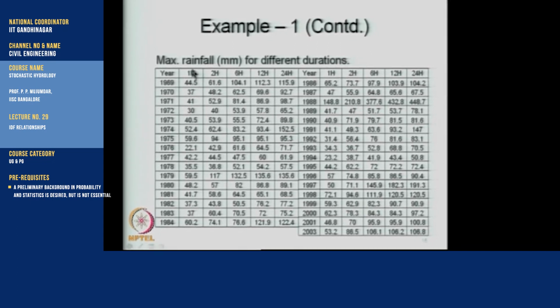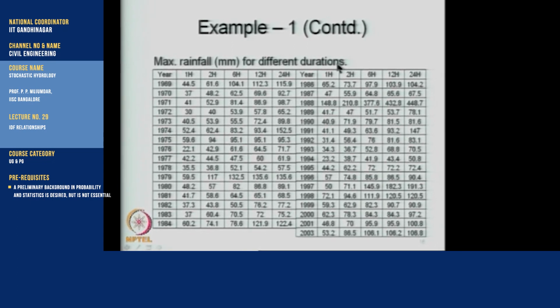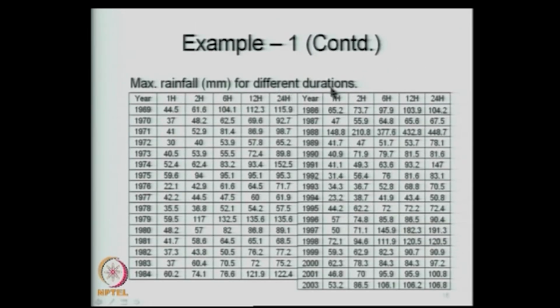So, this is the data that we have, maximum rainfall for different durations, year 1969 to 2003. Remember here, for each of these values, let us say 1 hour maximum rainfall is what I am talking about. 1969, 1 hour maximum rainfall is 44.5. How did I obtain this particular value?